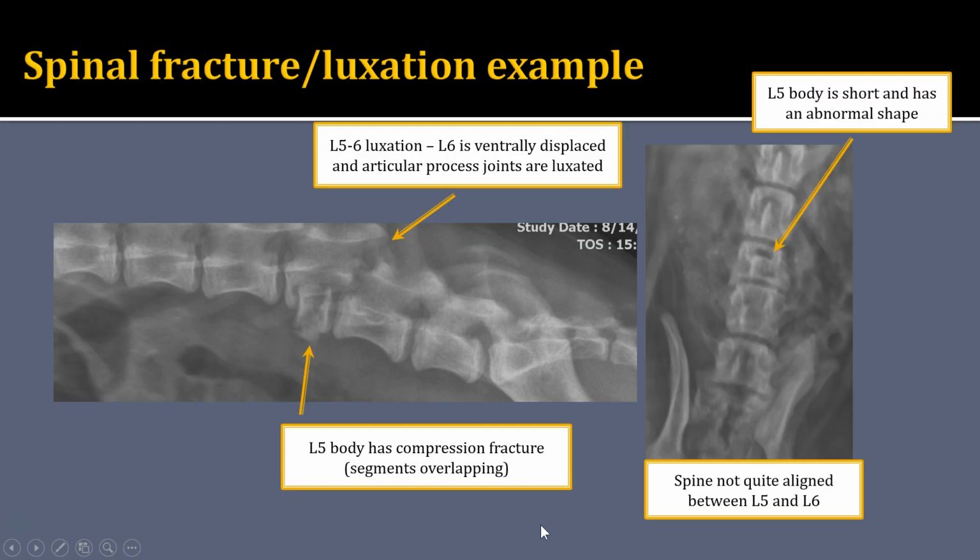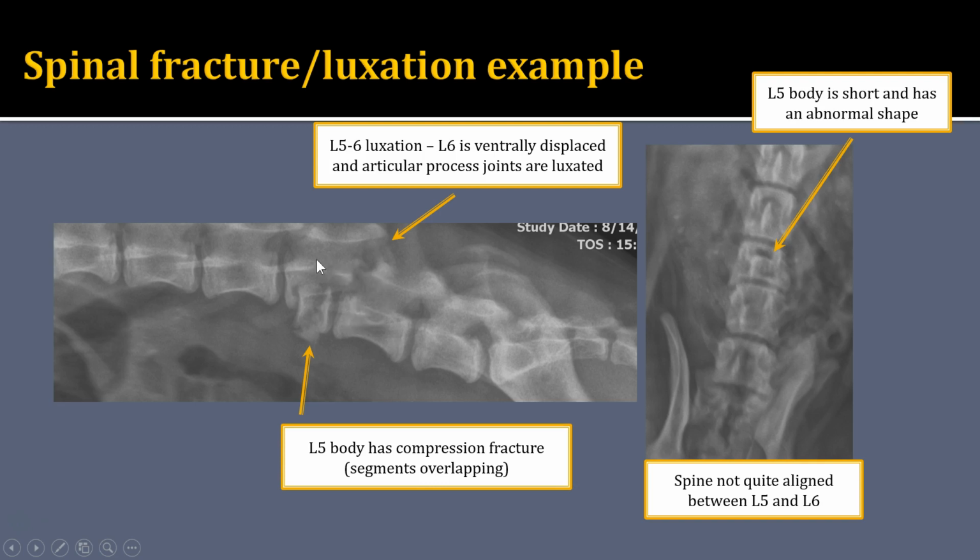Here's an example of a puppy. Notice that we still have some open physes at the vertebral end plates. A puppy that was hit by a car. And on the lateral view, probably what I see easiest is that L5 and L6 are ventrally located relative to the cranial lumbar spine. And then if I look at the articular processes, again, there's complete luxation with no kind of joint space overlap here.